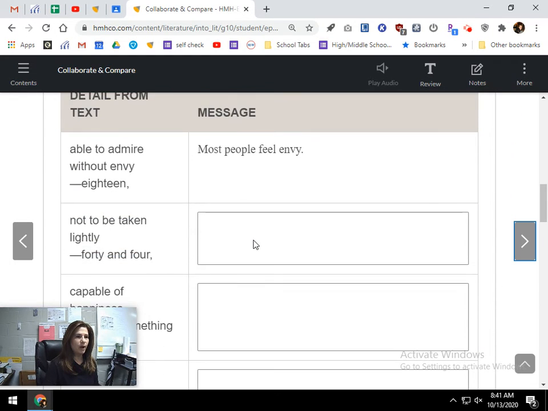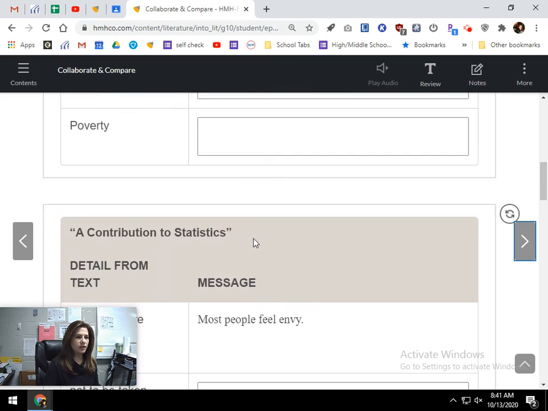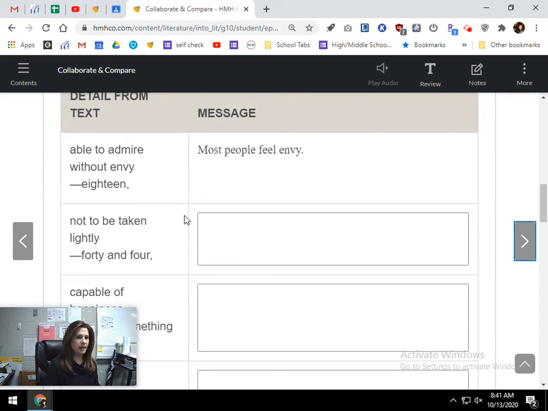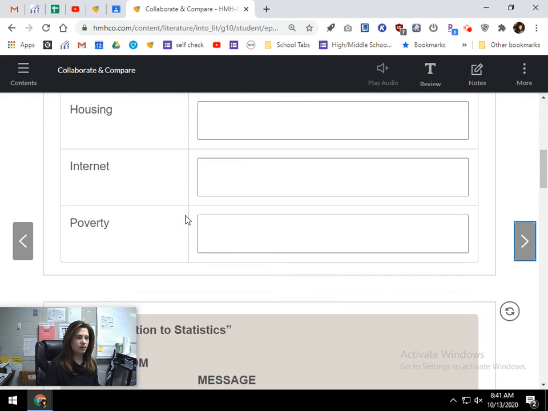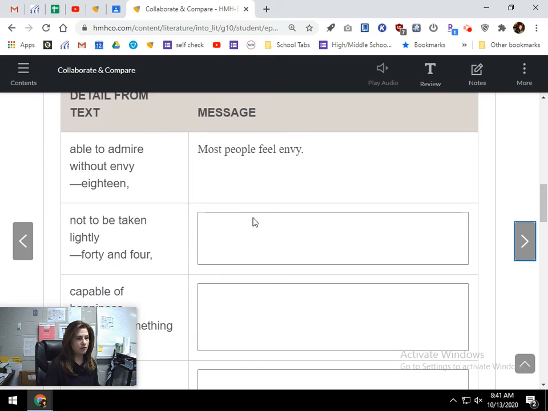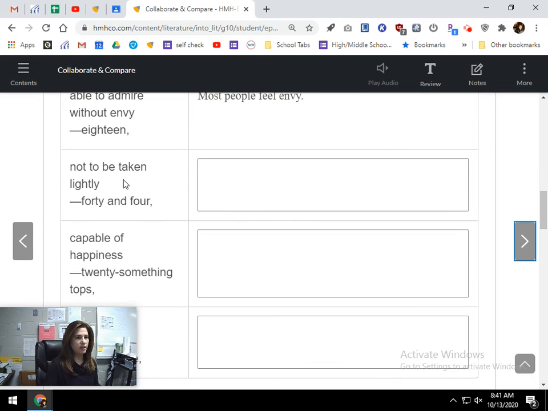And then from the poem, you're going to do basically the same thing. So here's the example. How many people are able to admire without envy? Only 18 out of 100. What's the lesson she's trying to get across, or the message? That most people feel envy, or most people are envious of what others have. So, not to be taken lightly.